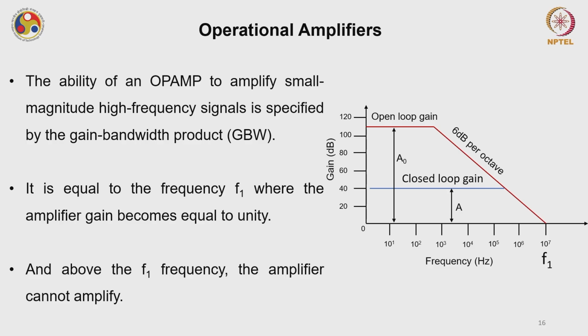Even at high frequency, it can magnify or amplify the signal, and it is mostly limited by its GBW, or gain bandwidth product. This GBW is equal to the frequency f1, as you can see over here, where the gain actually becomes unity. Please note that above this particular frequency, this amplifier cannot amplify. So this is the limiting factor.